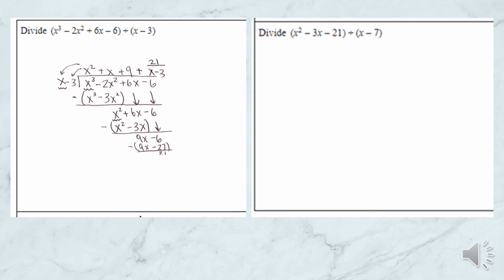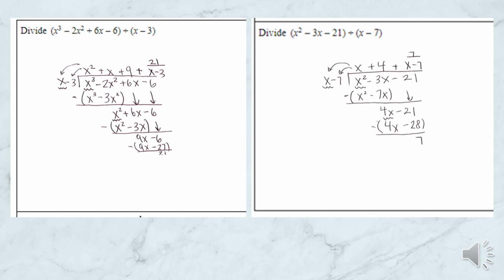Notice how I wrote the remainder. We wrote it as a fraction. Be aware, you should be able to recognize the remainder being written as a fraction over the divisor, as well as simply R21. Both of them mean the same thing.